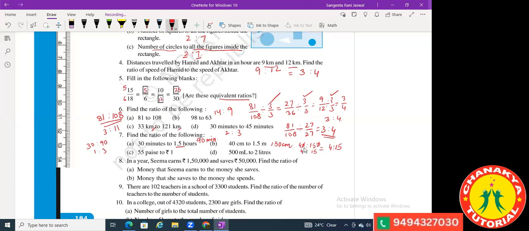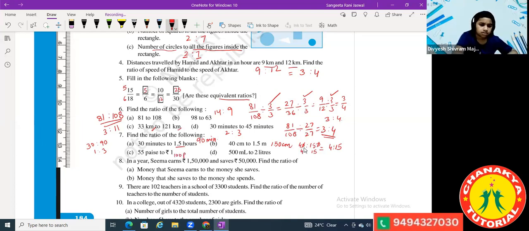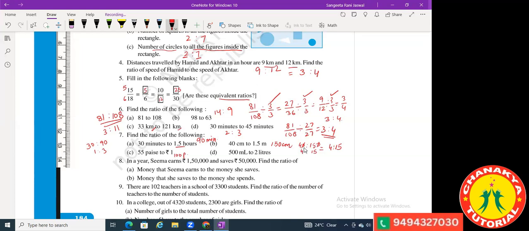55 paise to 1 rupee. Now convert both to paise. Ma'am, 1 rupee will be 100 paise. Great. So now 55 to 100 paise. We can divide by 5. When you divide by 5, 5 elevens are 55 and 5 twenties are 100. So 11 is to 20.